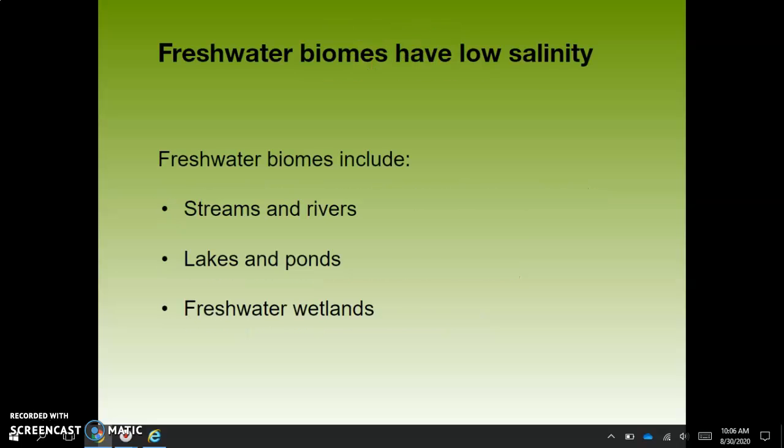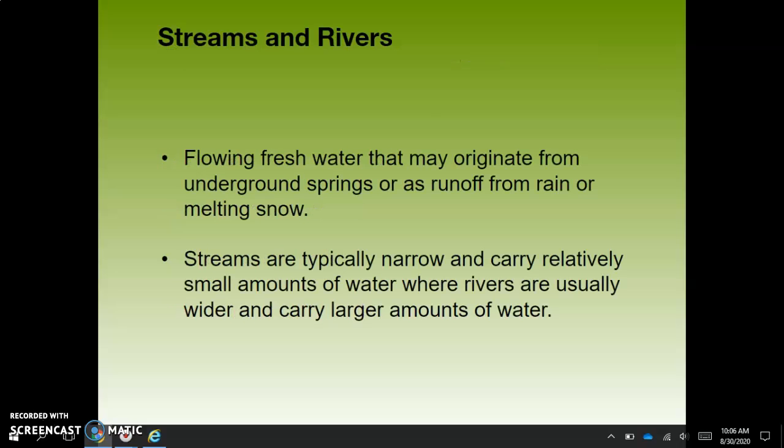So freshwater biomes have a low salinity, which means they've got low amounts of salt in their water. And these include streams and rivers, lakes and ponds, freshwater wetlands.